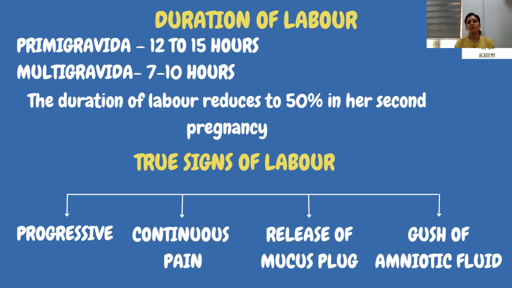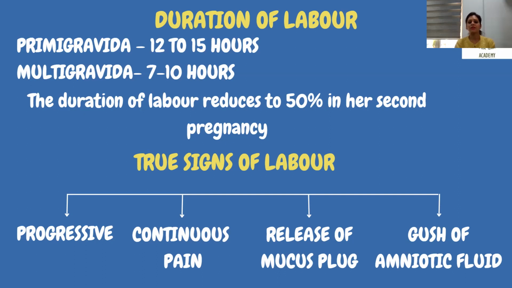Duration of labor: the duration of labor will vary from woman to woman. If she's primigravida, it will take more hours, maybe 12 to 15 hours or even more, depending on her. Primigravida is the lady for whom it's the first baby. And if she's multigravida, she has delivered before, so she knows exactly how to push and how to breathe. So she'll take less time during her delivery.